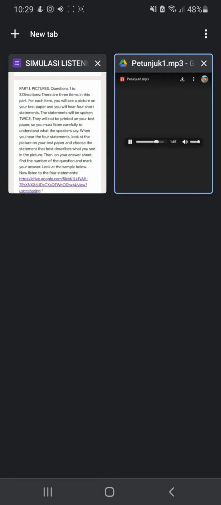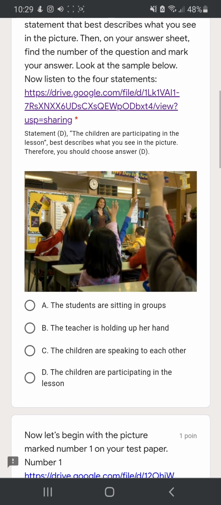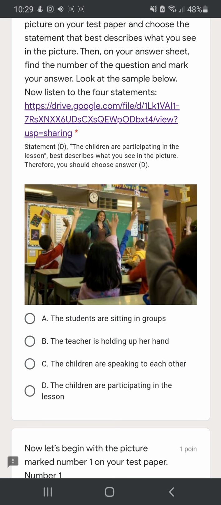A. The students are sitting in groups. B. The teacher is holding up her hand. C. The children are speaking to each other. D. The children are participating in the lesson.